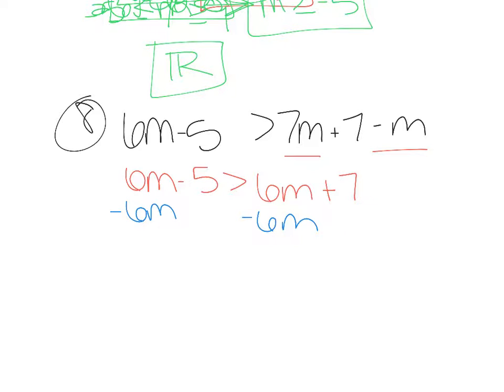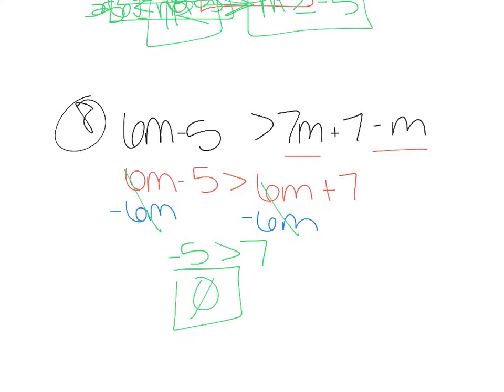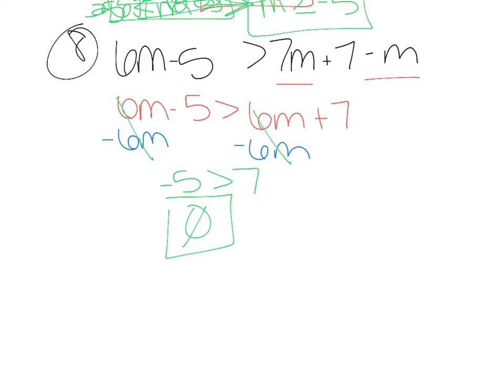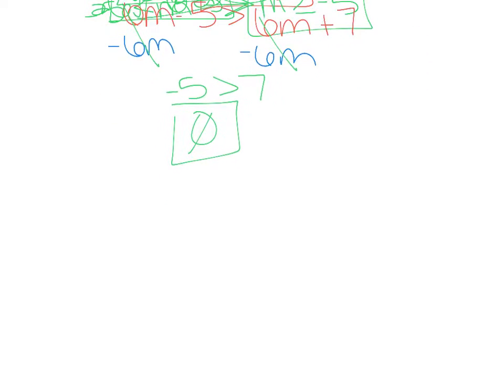Just like the last one, the m's cancel out, and just like the last one, that is important. What I'm really interested in is what's left over. Now on the left-hand side, notice I'm left with negative 5 is greater than 7. Now this time, if you think about that, negative 5 greater than 7, that's not true. And so just like an equation, if it's not a true statement, that's going to be a no solution answer. There's not a single number that you can plug into that inequality and it's going to work. Okay, let's try number 9.